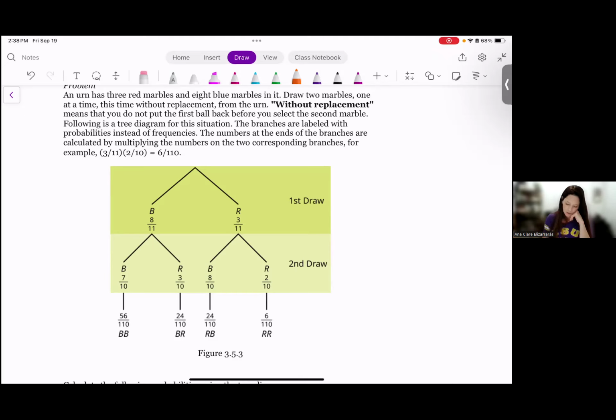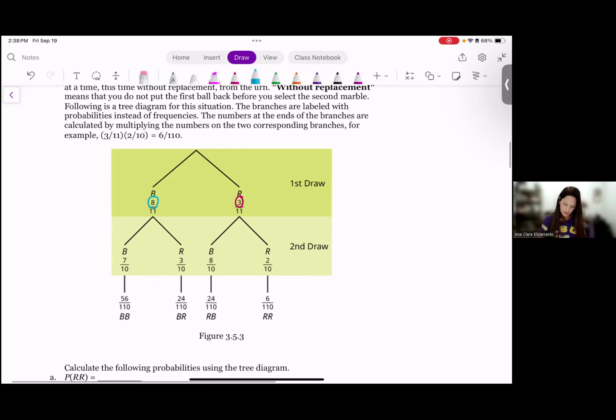So on the first draw, I had 3 red and I had 8 blue. There's 11 total. On the blue branch, that meant I got a blue. So I don't have 8 anymore, I have 7. But I still have all my red. On the red branch, that means I got a red. So I now have 2, but I still have all my blue. But because I took 1 out, I don't have 11 anymore, I have 10. And 10 times 11 is 110.